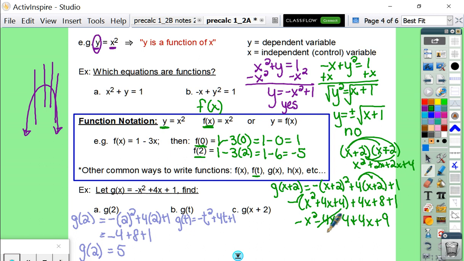Luckily, the negative 4x and the positive 4x cancel, so I get negative x squared. 9 minus 4 is positive 5. So this is our g of x plus 2. So really just funky substitution and then remembering your rules of arithmetic. Can you distribute an exponent over addition? No. So then I have to FOIL it out.